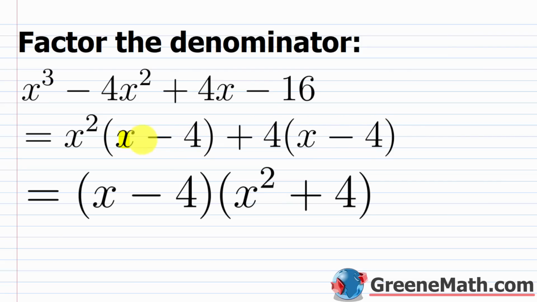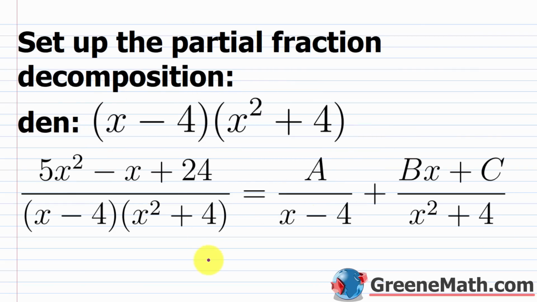Again, this right here is a common binomial factor. So it gets pulled out. And then what you have left is this guy and this guy. So that's going to be this factor right here. So this turns into the quantity x minus 4 times the quantity x squared plus 4. And again, x squared plus 4, that's an irreducible quadratic. So once again, we're going to set up the partial fraction decomposition. The denominator is x minus 4 times this quantity x squared plus 4.